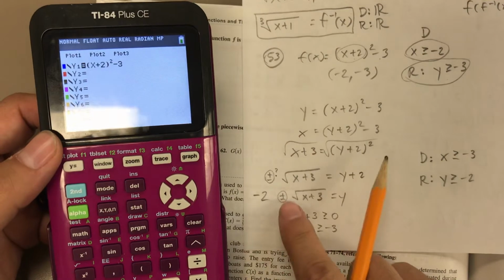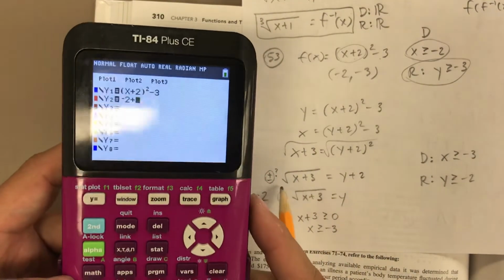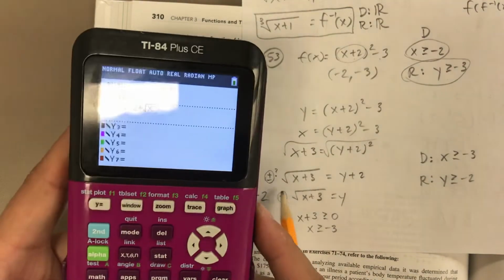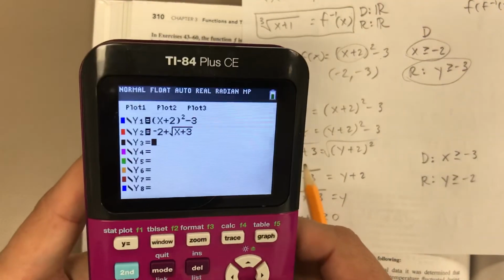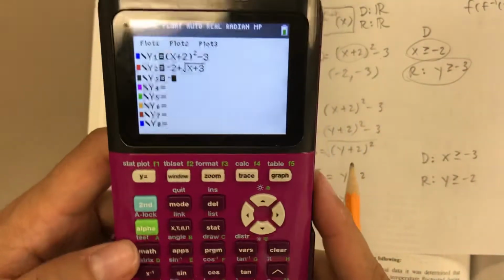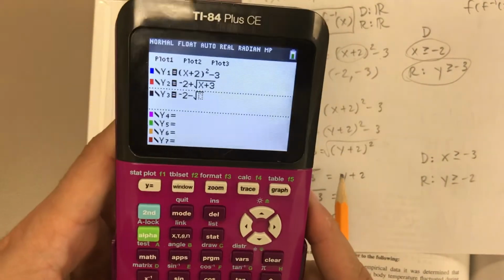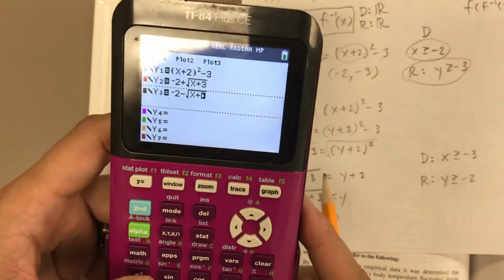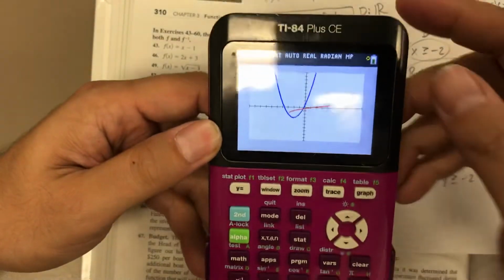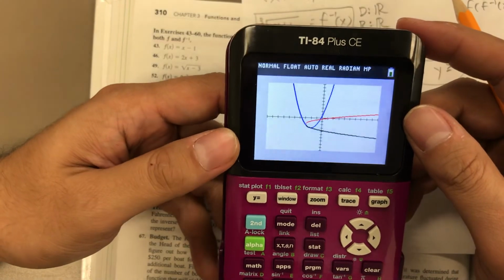So the first one is going to be negative 2 plus the square root of x plus 3. And then on a different graph, with a different color, I'm going to do negative 2 minus the square root of x plus 3. Graph it all out. Let's see how it looks. So there's the other graph and the negative graph.